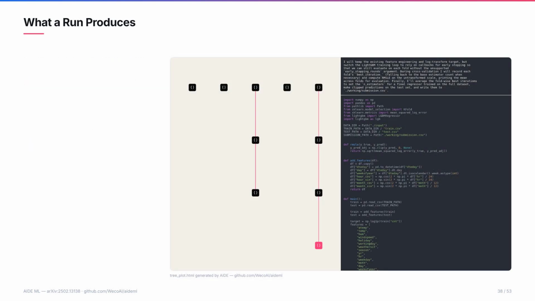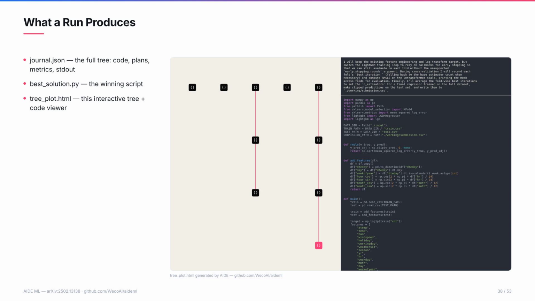Every run writes 4 things, and it writes them after every single step, so even a killed run leaves inspectable artifacts. The journal contains the entire tree, every script, every plan, every metric, and the captured output. BestSolution.py is the winning script. And treeplot.html is this, the interactive viewer you are looking at. On the left are the 5 draft roots and the improvement chains descending from them, with the pink node marking the best solution. On the right is that node's plan and its full code.